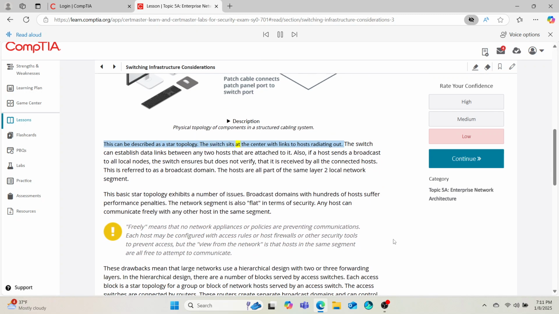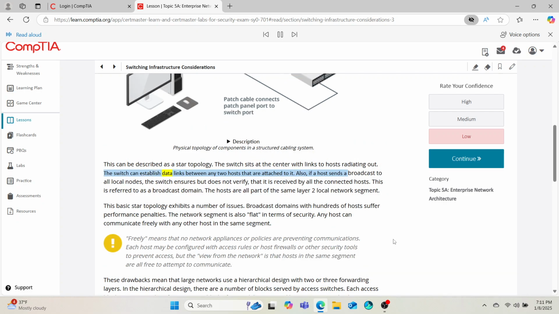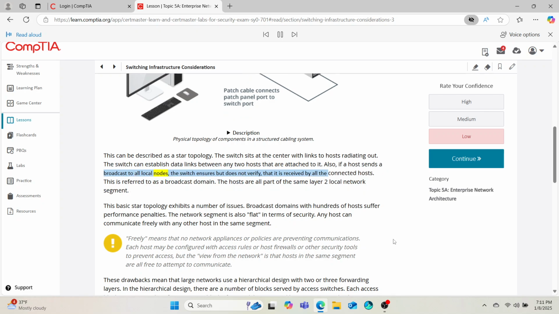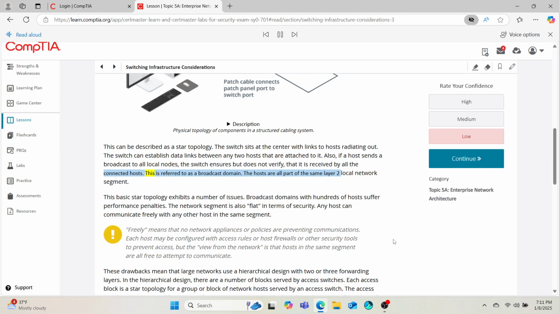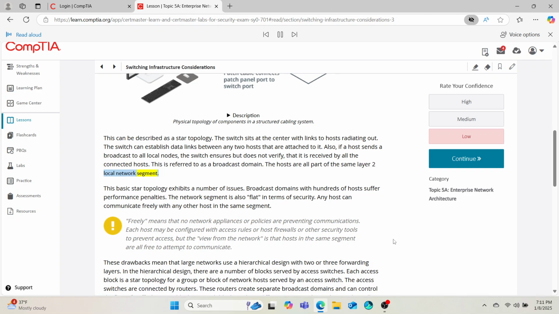The switch sits at the center with links to hosts radiating out. The switch can establish data links between any two hosts that are attached to it. Also, if a host sends a broadcast to all local nodes, the switch ensures, but does not verify, that it is received by all the connected hosts. This is referred to as a broadcast domain. The hosts are all part of the same layer 2 local network segment.